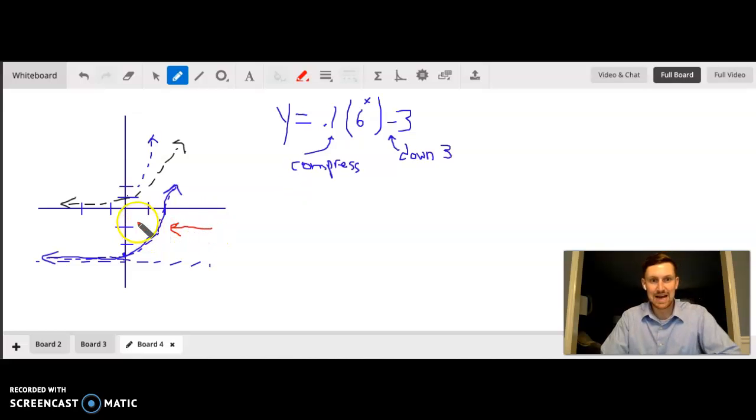It went down. The whole thing went down 3. It became compressed, and that was it. And that is my normal growth curve.